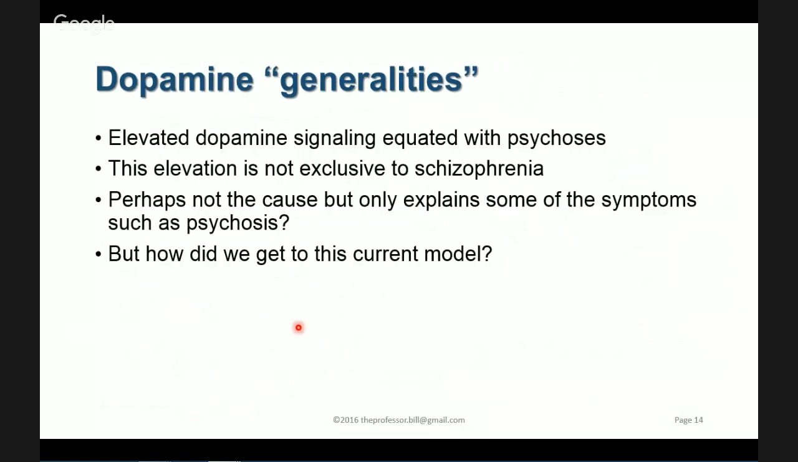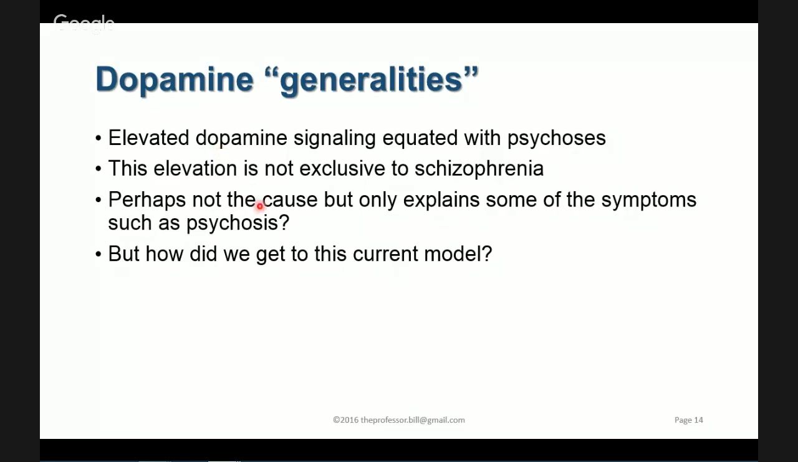Okay, so again, if we go through some of the data, whether it's related to amphetamines or to L-DOPA, elevating levels of dopamine in a normal, healthy brain may be equated with a psychosis, a hallucination, or a delusion. However, this is not exclusive only to schizophrenia. It's not the only disorder where we see this. We know that it occurs in Parkinsonian patients after L-DOPA, etc.